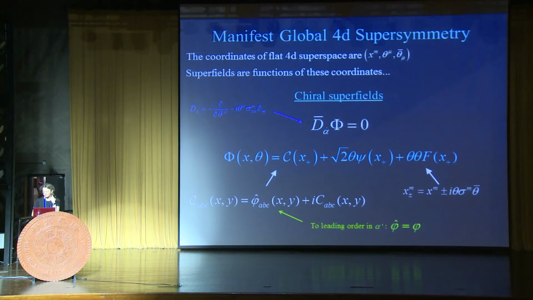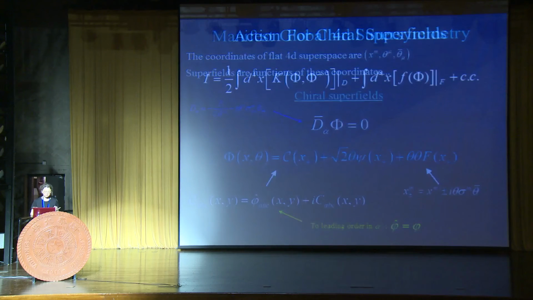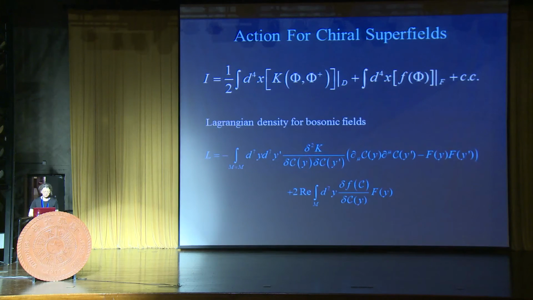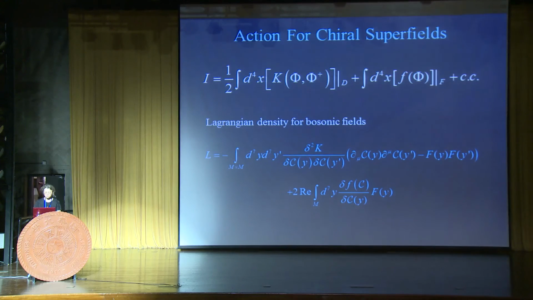So once we have chiral superfields, the next naive thing to do is to write down the obvious action for chiral superfields. It looks in this fashion. So we can have theta to the 4 terms or theta squared terms. And just to get a feel for this formalism, if we decompose this in components, here's part of the Lagrangian, the one for bosonic fields.